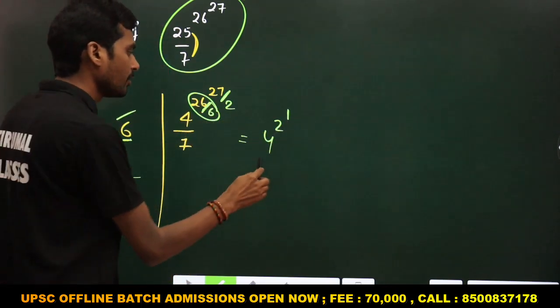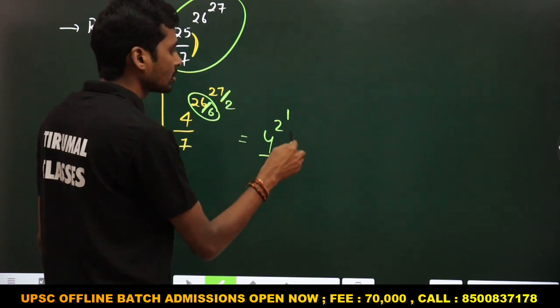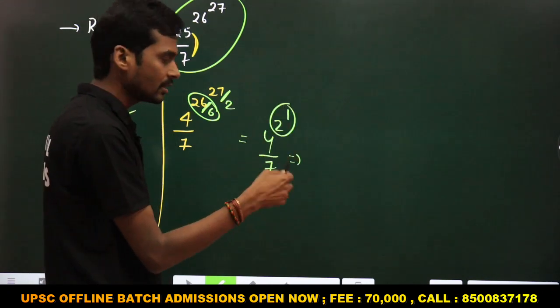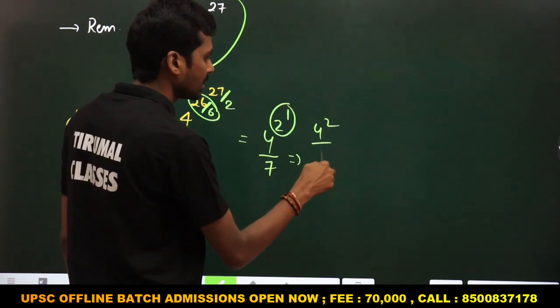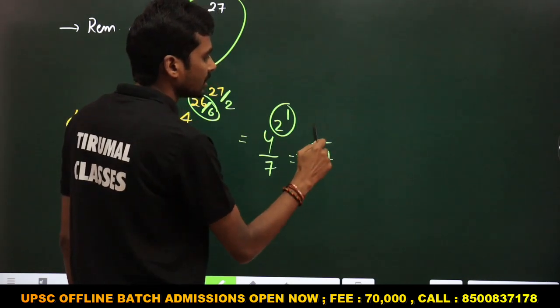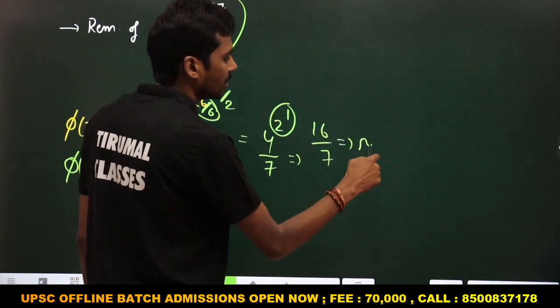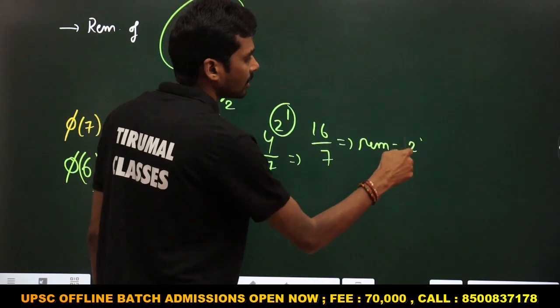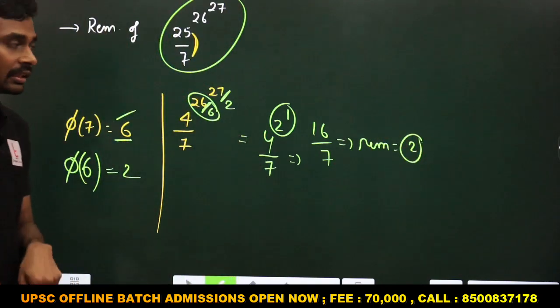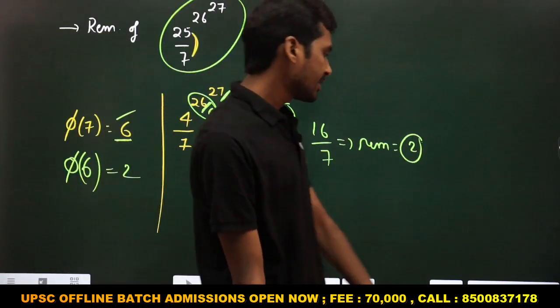The remainder is 1, divided by 7. 4 square is what? 2 to the power of 1 means that 2 only. So it becomes 4 square by 7. 4 square means what? 16. 16 by 7, what is the remainder? 7 2s are 14. The remainder is 2. Is it clear? Okay. Let's take another one.